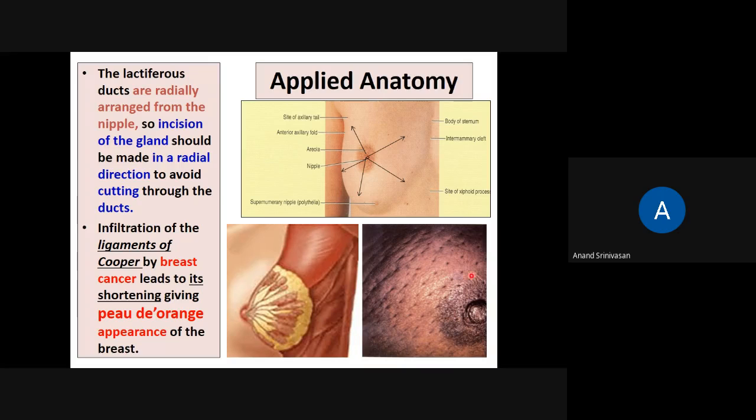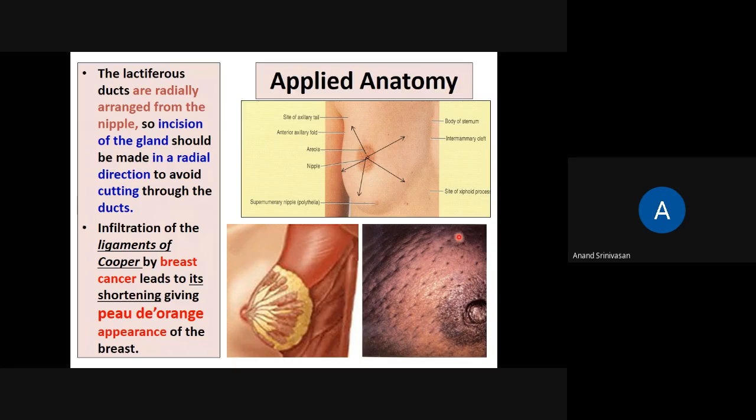Because the lymphatics are involved, the lymphatic drainage is not proper, and there is infiltration of the ligaments of Cooper. These ligaments of Cooper will pull the breast, so it looks like an orange skin appearance. This is the French peau d'orange appearance, which means it looks like the skin of an orange, an orange peel appearance.